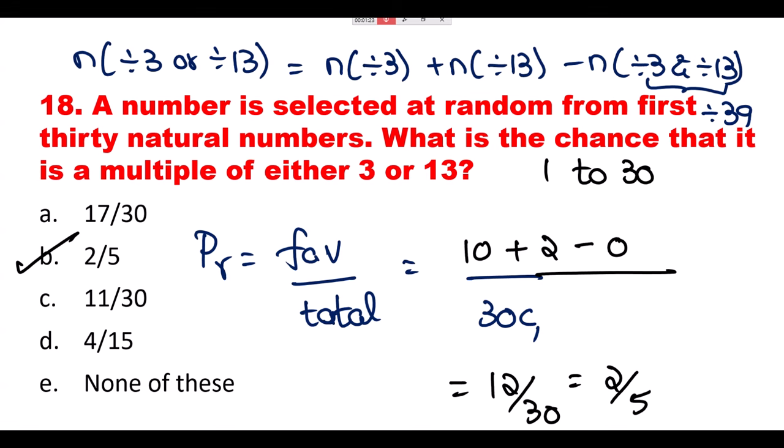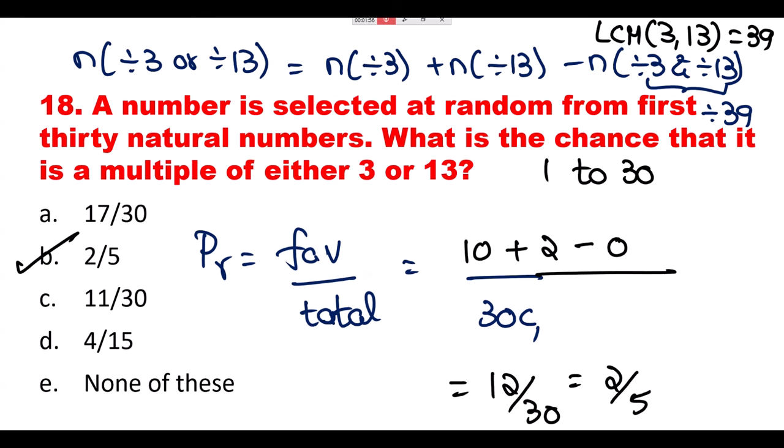Divided by 3 or divided by 13, N of A or B. Why I am giving this N of A or B model is some questions, maybe if they give the same question from 1 to 300. 300 natural numbers means then it's better to approach in this one. N of A plus N of B minus N of A intersection B. LCM for 3 and 13 is 39. So divided by 39. If suppose divided by 4 and 6 means LCM for 4 and 6 is 12. Divided by 12 I have to take that.